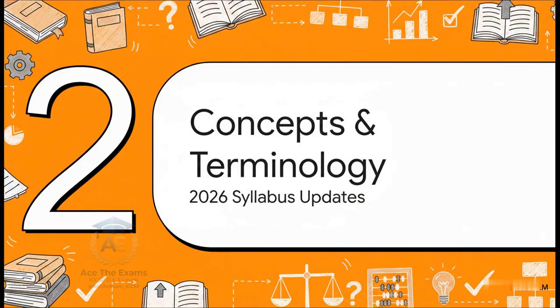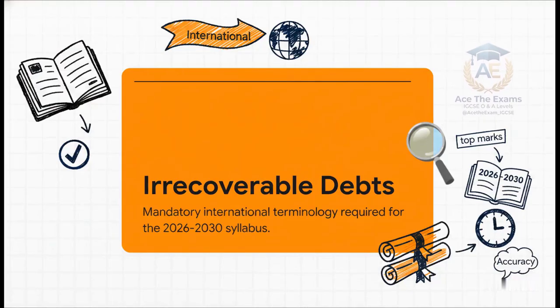Moving right along into our second section, let's talk about concepts and modern terminology, specifically the non-negotiable updates you simply must know for the current syllabus cycle. Listen up, because for the 2026 to 2030 syllabus updates, Cambridge has fully transitioned to modern international terminology. Terms like irrecoverable debts and owner's equity are now absolutely mandatory. Achieving 100% accuracy with these specific modern terms is a strict requirement for top marks.